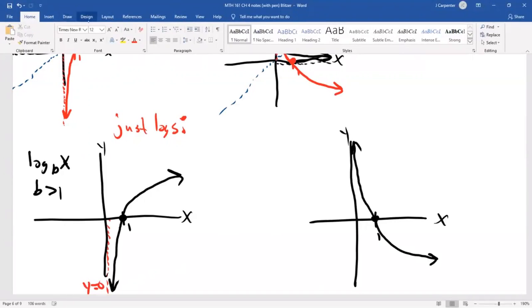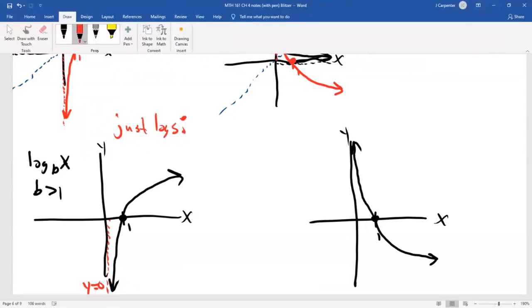I need to correct that over there. I wrote this as y equals 0. Vertical lines are x's. That's an x equals 0. Please make sure you catch that. That vertical line is x equals 0, the same as this one.